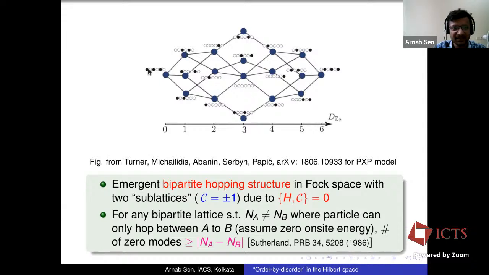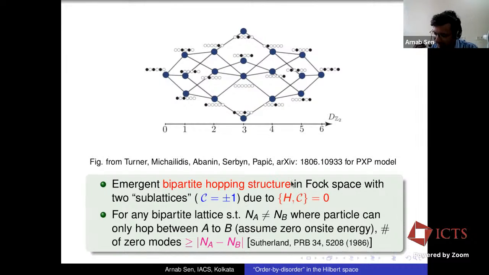So if something is black here, it's just sigma z equal to +1. If something is white, it's sigma z equal to -1. So this one, for example, has c equal to -1, because it has three -1s. The c equal to -1 is only connected to c equal to +1, as you can see. The c equal to +1 is only connected to c equal to -1, as you can see here. So there's an emergent bipartite hopping structure in Fock space, and this is due to this relation.